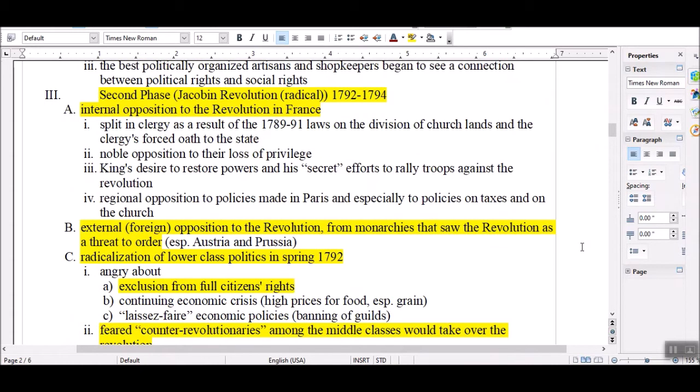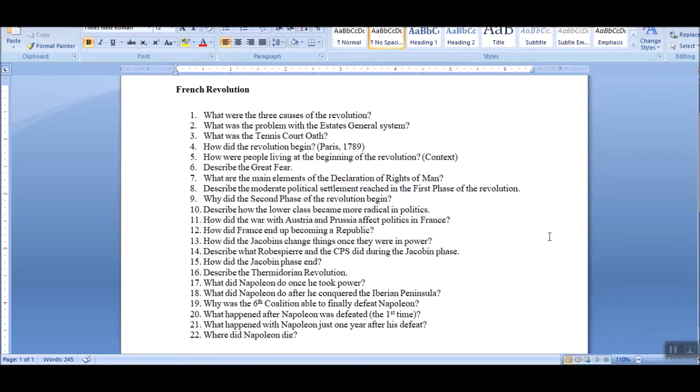Actually, you know what? This is a good time to look at our questions. So, I believe we are on number 7 there. What are the main elements? Oh, nope, we did that one. Never mind. Ignore me. So, number 8. Describe the moderate political settlement reached in the first phase of the revolution. Well, that's what we just did.